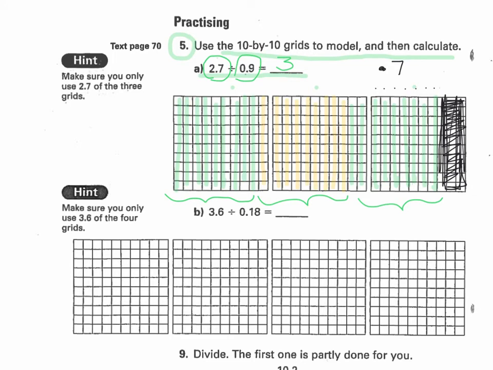Now it is your turn. You're going to do this question. 3.6 divided by 0.18. Remember, you're not using all 4 of the grids. You're using the first 3 and then only 0.6 of the last one. So 6 columns out of 10. Make sure you block those off. Pause the video, do the question, come back to the video to finish the lesson.